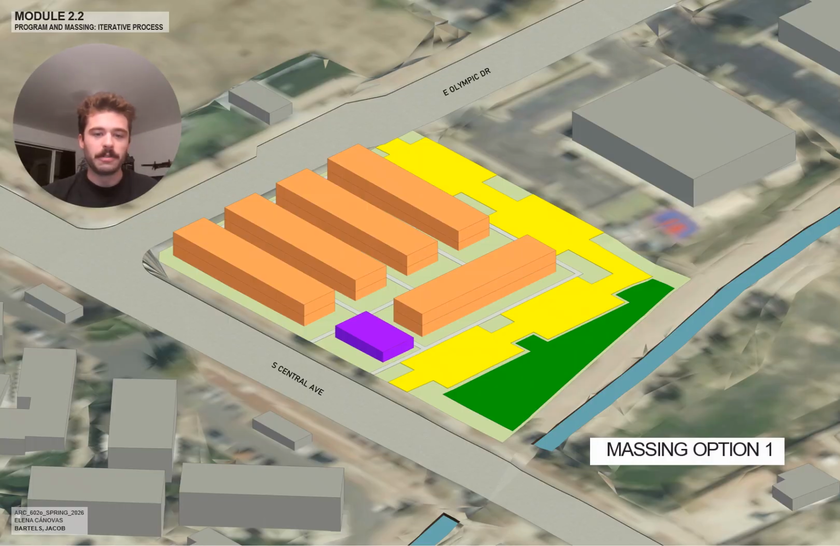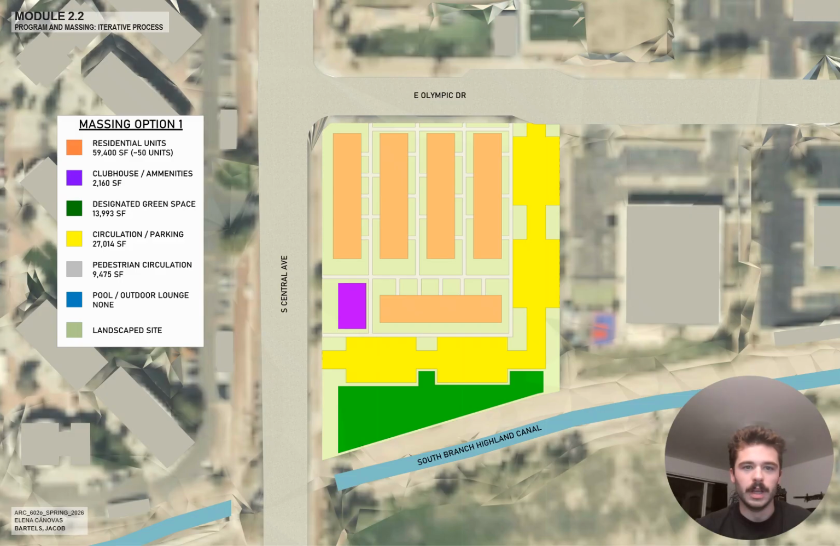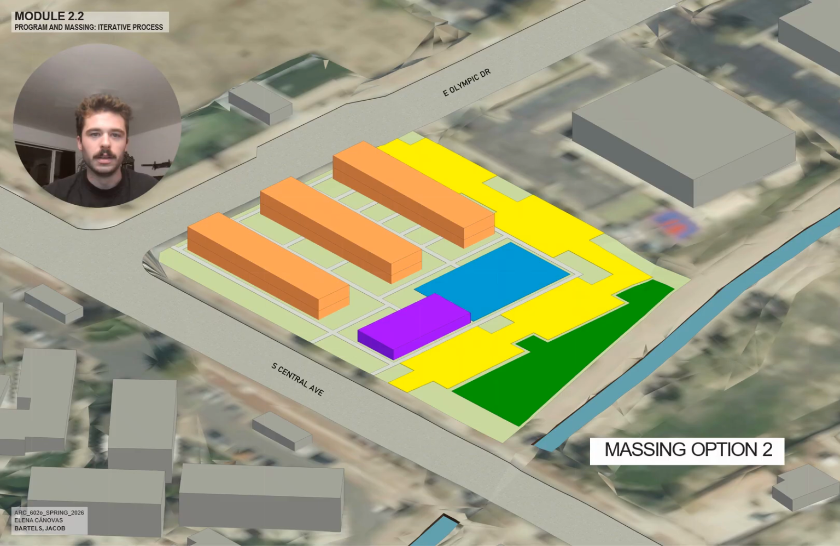So here's my first massing iteration. It really focuses on trying to get the most density onto the lot. Some of the downsides is there's no real amenities like a pool, and realistically would need more parking for this site. Here is the plan and some of the square footages for that massing.